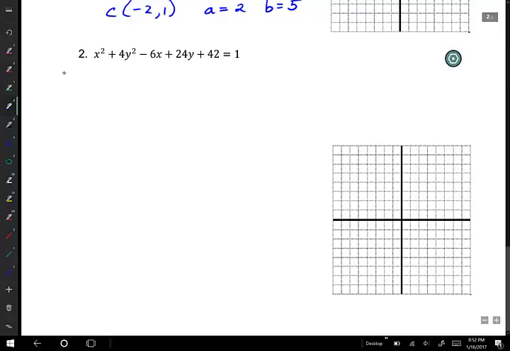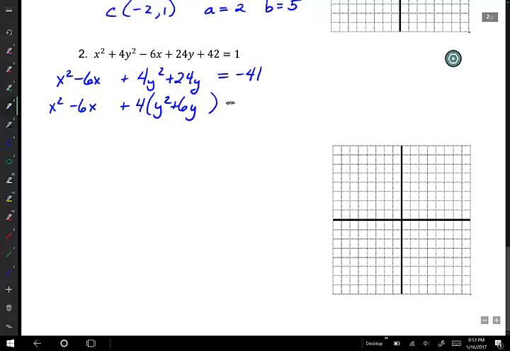We're going to start out by grouping our x's and our y's again. x squared minus 6x plus 4y squared plus 24y. This time we're going to kick that 42 over and subtract it, giving us negative 41. Now we're going to factor out, as in our first problem, the 4 out of the y squared. We have nothing to factor out of the x squared. And what's interesting is we both have a 6x and a 6y, so that's going to make life a little bit easier for us.